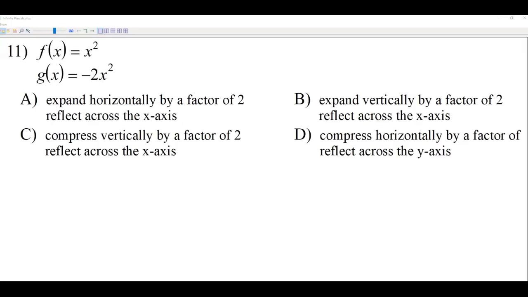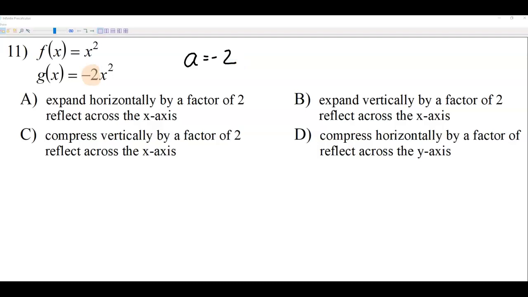All right, for the next set, you're going to want to have out your notes on transformations. There's quite a bit of transformations we've learned about. So let's go ahead and begin here. So first of all, this number here is my A value. So A is equal to -2.